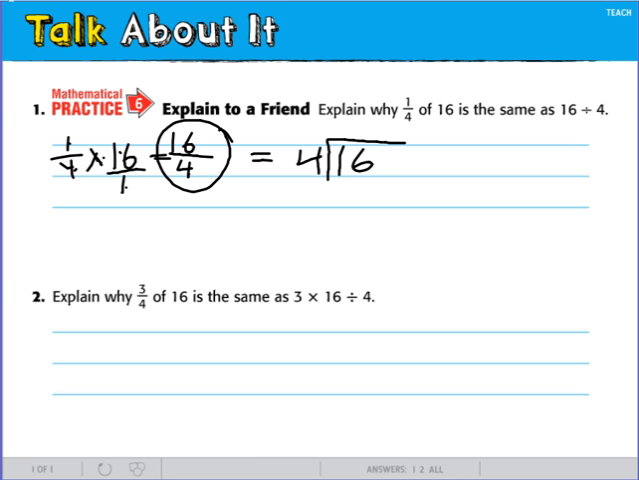I know how I give you. Because 16/4, which is the answer of 1/4 times 16, is the same thing as 16 divided by 4. That's why they're the same.